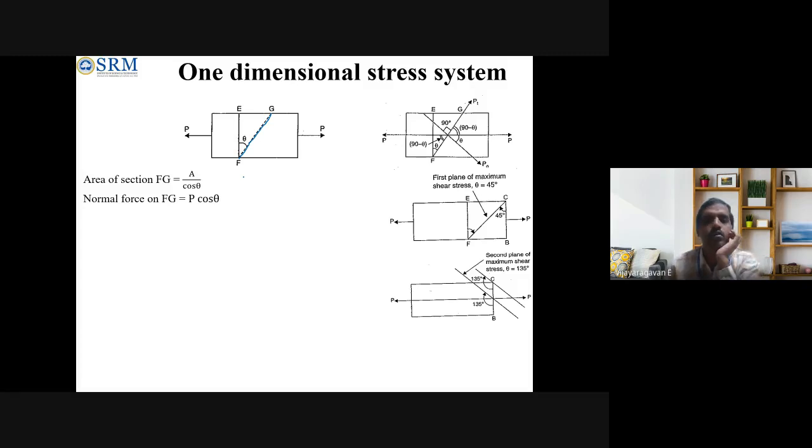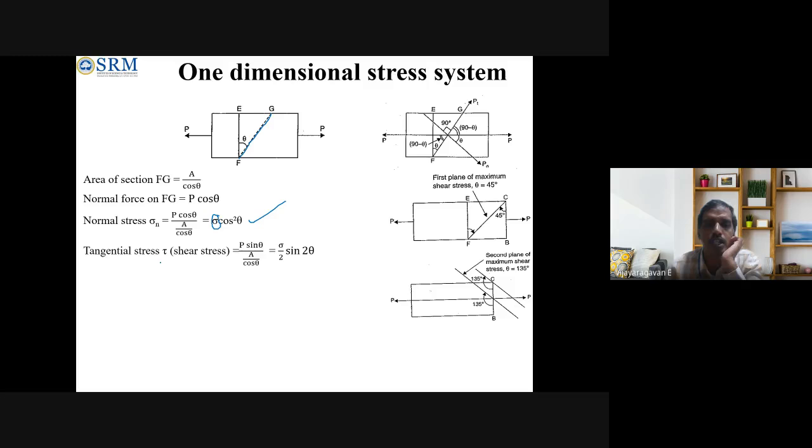Okay. So now let us see what is the normal force. The normal force acting along FG, along this plane, is going to be P cos theta. Similarly, the stress is going to be force by area. Force is P cos theta. Area is A by cos theta. So the normal stress is going to be P by A, which is nothing but your sigma value, and cos into cos will be cos square. So the normal stress along this plane is given by sigma cos square theta.